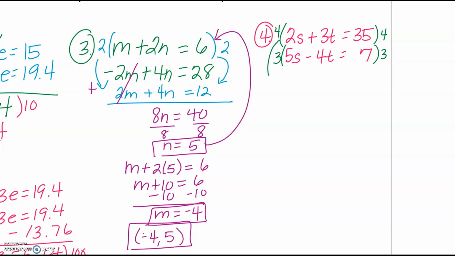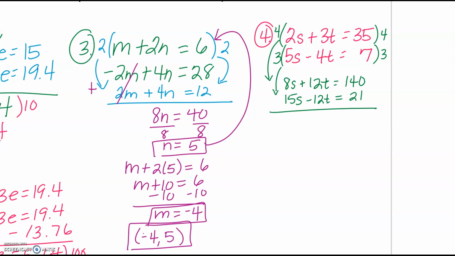Okay, I'm going to start and rewrite the top one first. 4 times 2 is 8s. 4 times 3 is 12t. And 4 times 35 is 140. Now I'm going to do the second equation below that. And I'm going to get 5 times 3 is 15s. 3 times negative 4 is negative 12t, and 3 times 7 is 21.